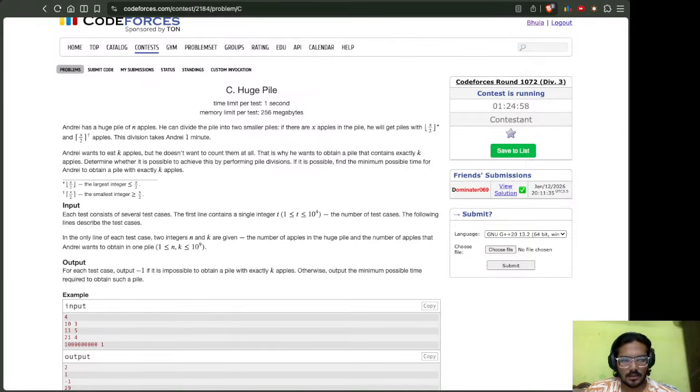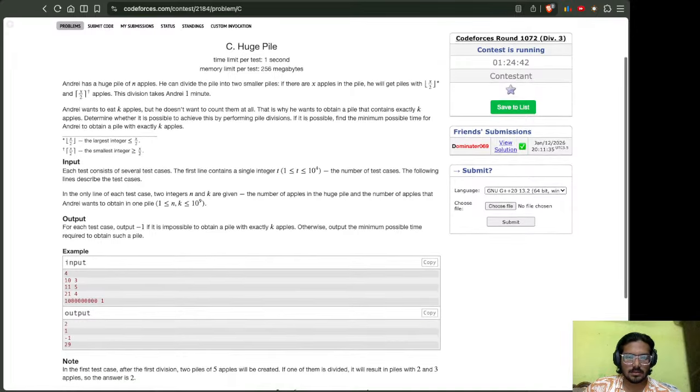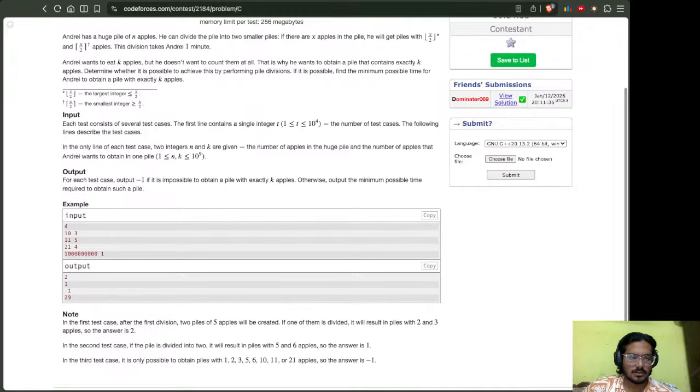T test cases, N and K, the number of apples and the target. For each test case output -1 if it's impossible to obtain a pile with exactly K apples, otherwise output the minimum possible time to obtain such a pile.